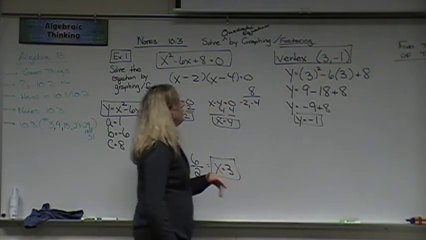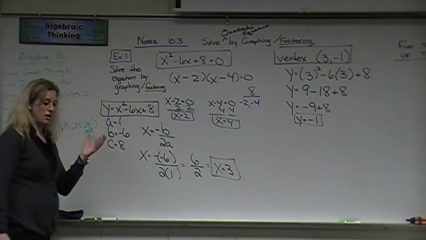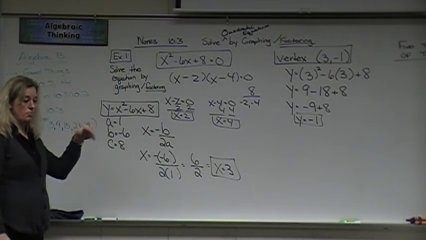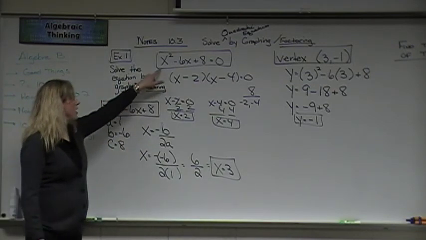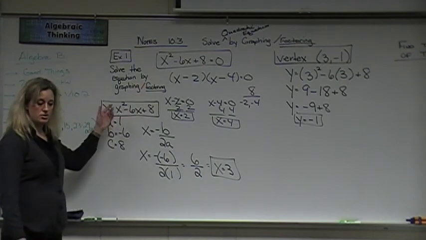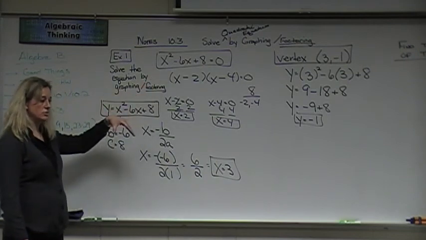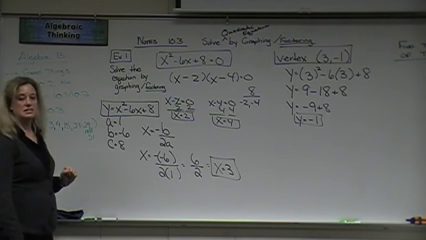And then again, we make sure that we understand which way the parabola should be going. Should it be opening up or down? We look at our a. Whatever our a is tells us whether it opens up or down. Okay? Does that make sense, class?